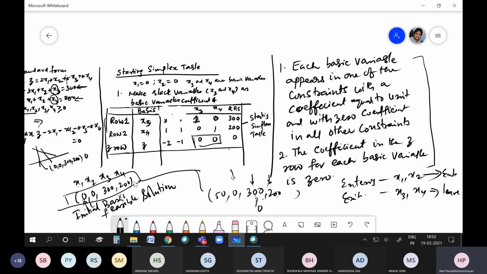If you see here, 0, 0, 300, 300. Our decision variables are x1 and x2. Basically, we are solving our problem for x1 and x2. So they are made 0, and the slack variables are made basic variables which are non-zero. At that point, the objective function value is 0. We start with this and we move to the next basic solution. So how do we move? I will take it in the next class.